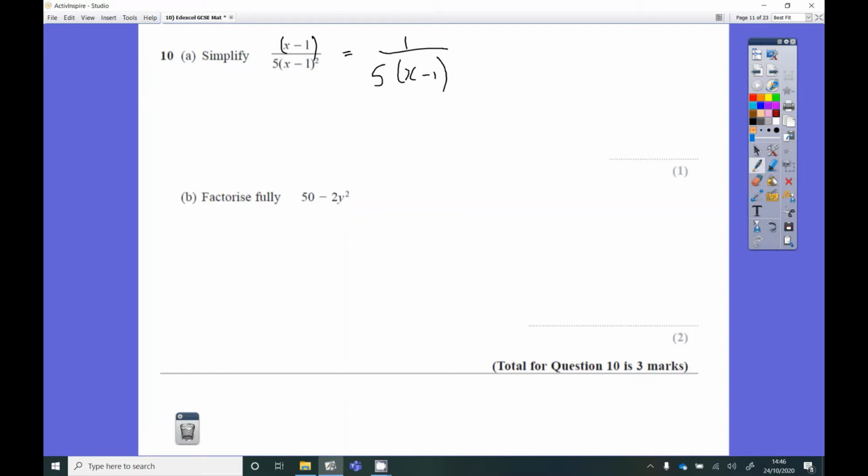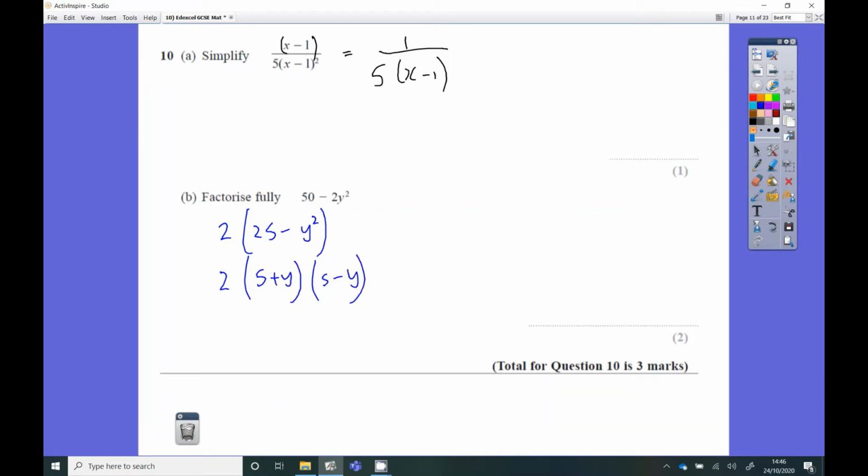Now for part B, you've just got to recognise that this is one of those which is nearly a difference between two squares. We've just got to do a little bit of provisional factorising. So we can start off by taking 2 outside the brackets. So we have 2 times (25 minus y squared). And then you've got to realise within the bracket there you've got the difference between two squares. The first number, the 25, is a square number, and then we're subtracting another square number. So leaving the 2 outside, the bracket becomes (5 plus y)(5 minus y).